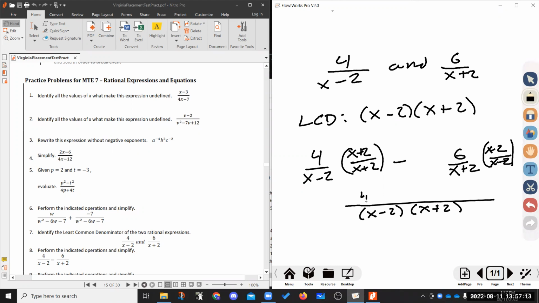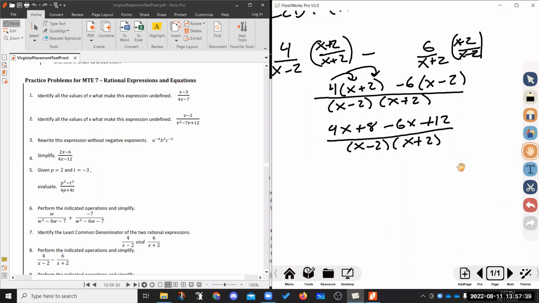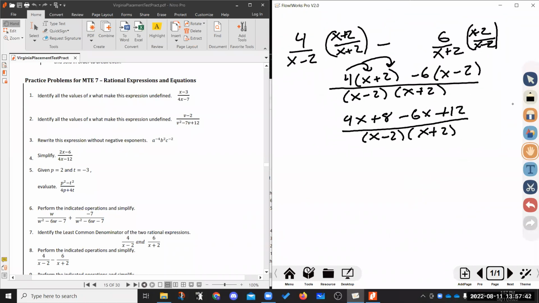And the numerator is going to be 4 times x plus 2 minus 6 times x minus 2. This is going to be 4x plus 8 when I distribute the 4 over the parentheses. And this -6 distributed over the parentheses is -6x plus 12, over x minus 2 times x plus 2. Now I need to simplify that numerator. 4x minus 6x is -2x. 8 plus 12 is 20.